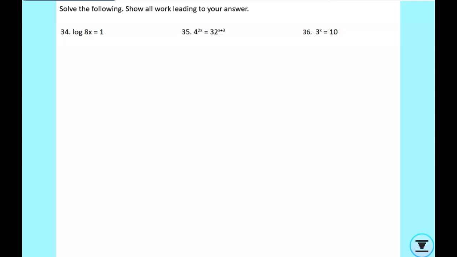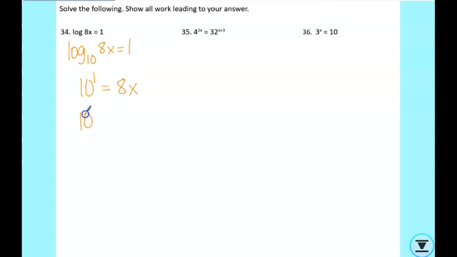All right, on the next one, we have log of 8x is equal to 1. So we have one log, and the base is 10. So this is really log base 10 of 8x is equal to 1. Because there's only one log, the easiest way would either be to make this a 10 down here, or we can rewrite it. Either way, you're going to get the same thing. So this is 10 to the power of 1 is equal to 8x.